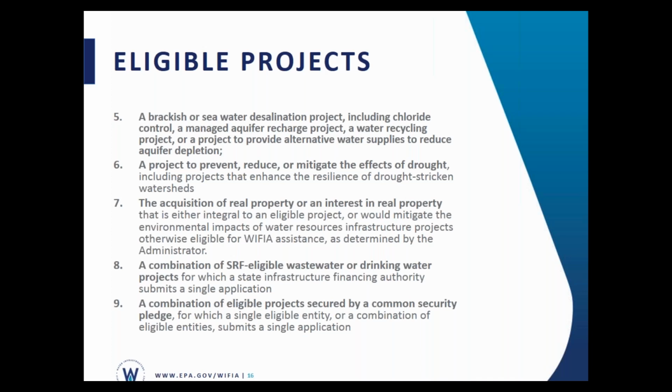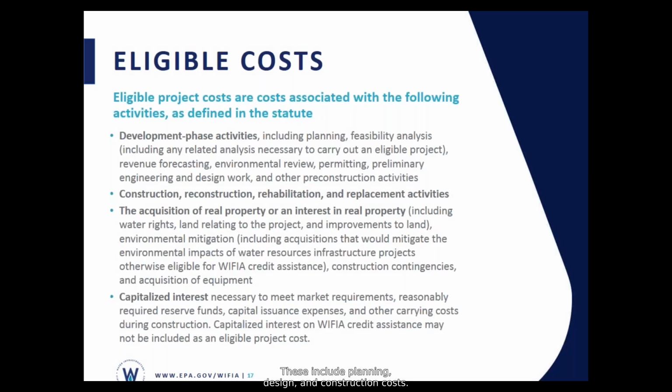All right, so costs which can be included in a WIFIA loan for sizing and reimbursement include most costs you'd think of as associated with a typical water infrastructure project. These include planning, design, and construction costs. It also includes costs for the acquisition of property related to water projects, including easement rights, capitalized interest, and application and credit processing fees. There are some costs that are not eligible, including costs associated with getting rating letters.